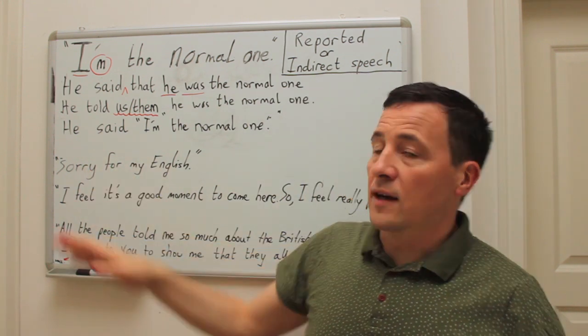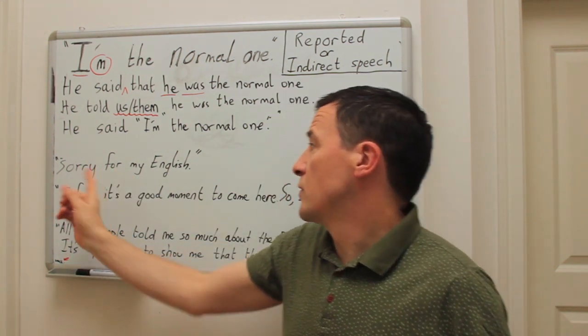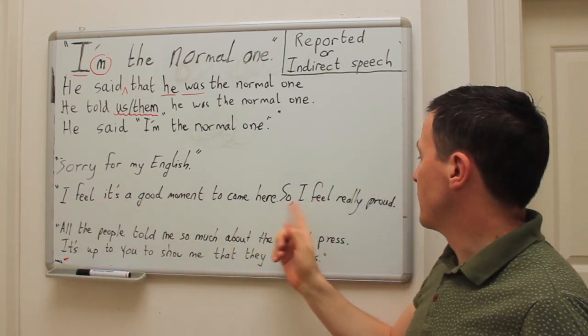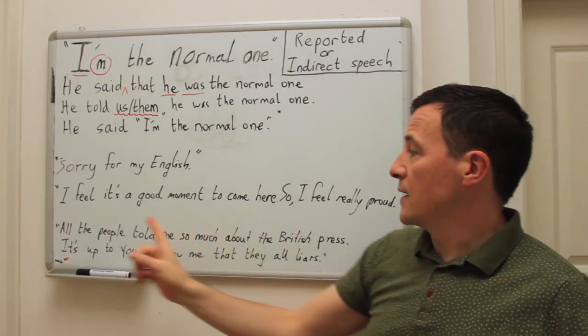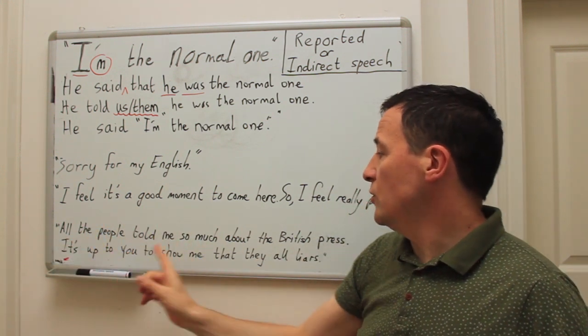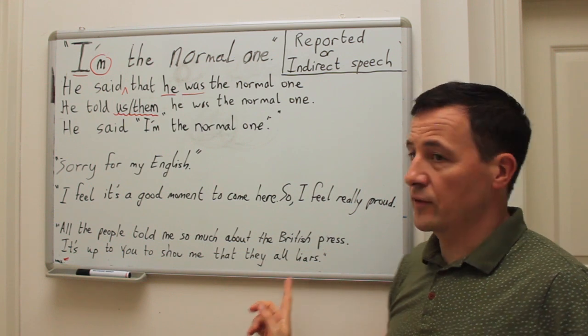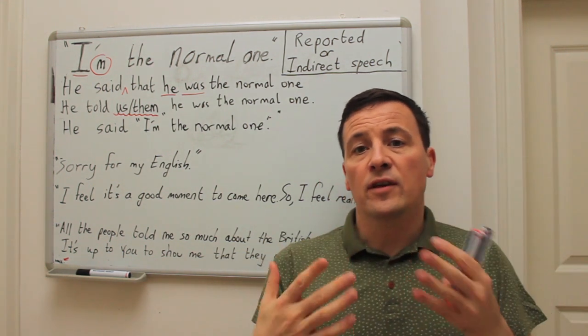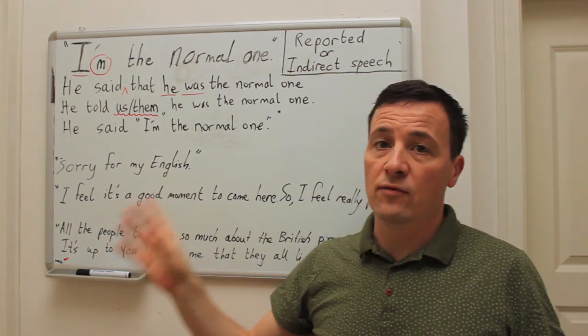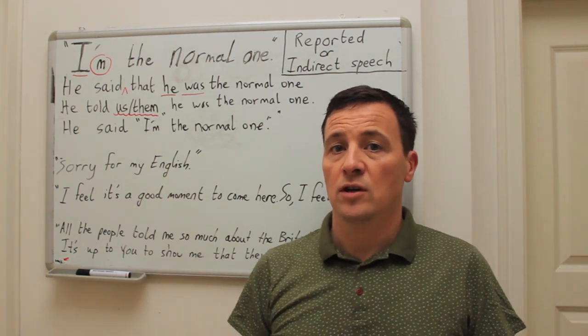Here's some more things that Klopp said in his interview. "Sorry for my English. I feel it's a good moment to come here, so I feel really proud. And all the people told me so much about the British press. It's up to you to show me that they are liars." So stop the video for a minute and see, can you change these sentences from direct speech to indirect speech.